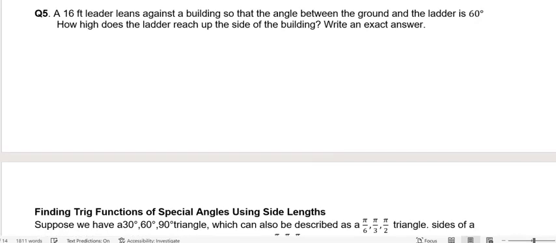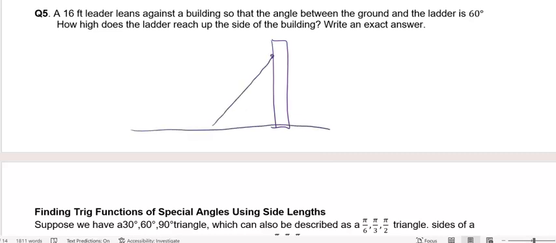Okay, little word problem here. A 16-foot ladder leans against a building. So I got a building. I got a ladder. That's my ladder. It's 16 feet long, so that's the hypotenuse. We'll assume there's a right angle here. Between the ground and the ladder is 60 degrees. Ooh, this is interesting. So that makes this 30 degrees.